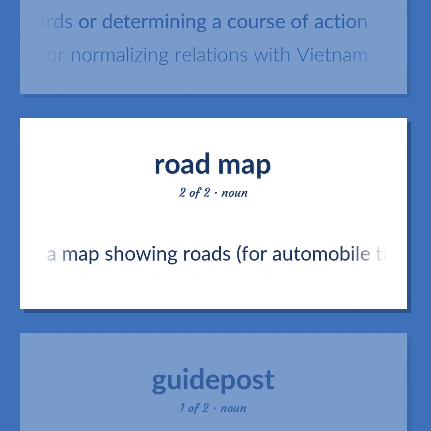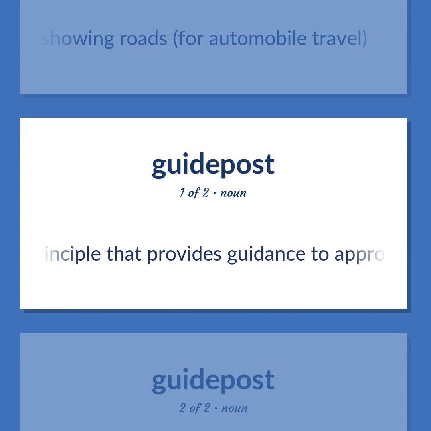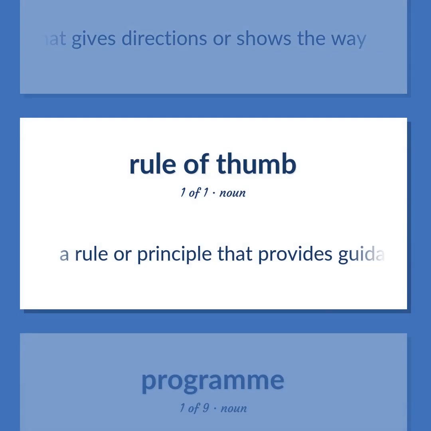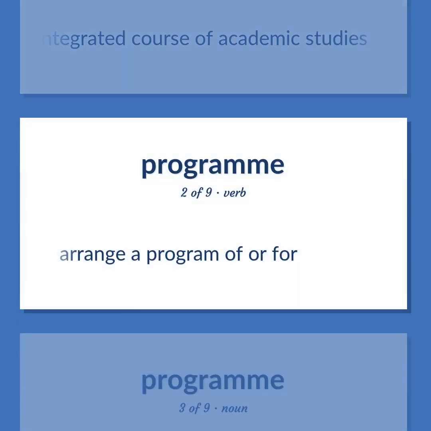A map showing roads for automobile travel. A rule or principle that provides guidance to appropriate behavior. A post bearing a sign that gives directions or shows the way. A rule or principle that provides guidance to appropriate behavior. An integrated course of academic studies. Arrange a program of or for.